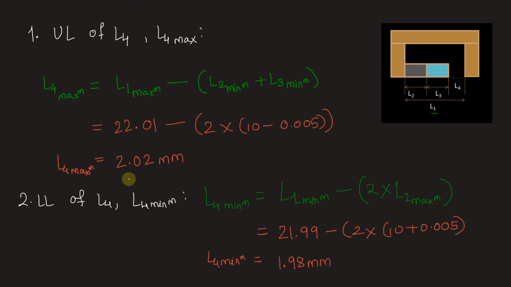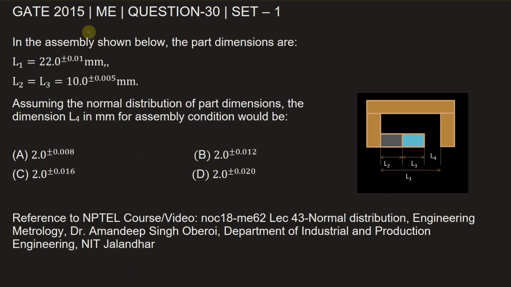So we can observe closely that L4 has a dimension of 2 mm, which is fluctuating for the maximum value as plus 0.02 and for the minimum value as minus 0.02. This is in mm. Let's mark the correct answer. The correct option here is option D, 2.0 plus or minus 0.02.